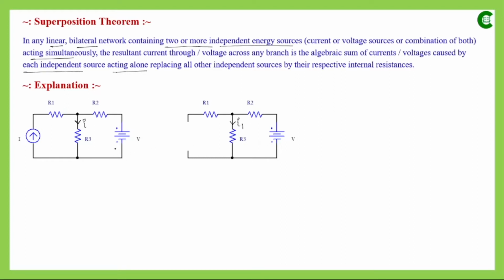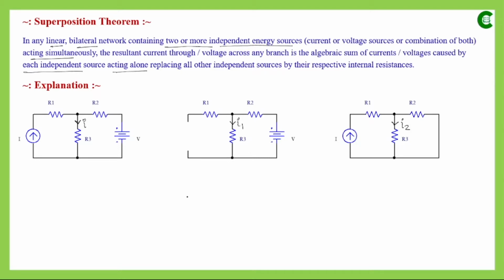Since in this circuit we have one voltage source and one current source, in the first step we consider only the voltage source, we deactivate the current source, and we find how much current is flowing through resistor R3 because of this voltage source. Then in the following step we will consider the current source and deactivate the voltage source, and we will see separately how much current is flowing through resistor R3 when the current source is acting alone.